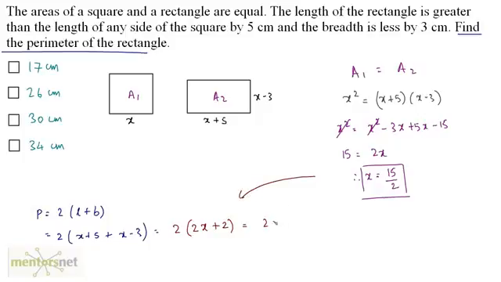So 2 times, again 2 times x, that's 15 by 2 plus 2. So this 2 and this 2 get cancelled out. What we have is 2 times 15 plus 2 is 17. 2 times 17 is 34 centimeter. So this is the perimeter. Option D is the correct answer.